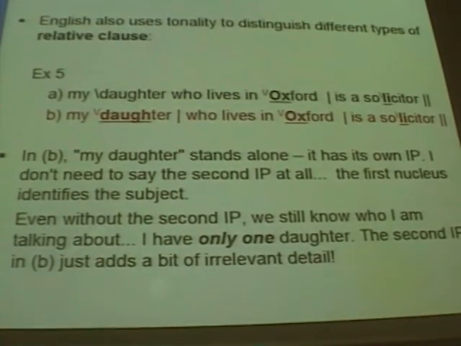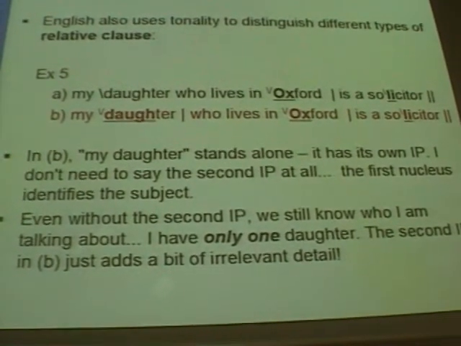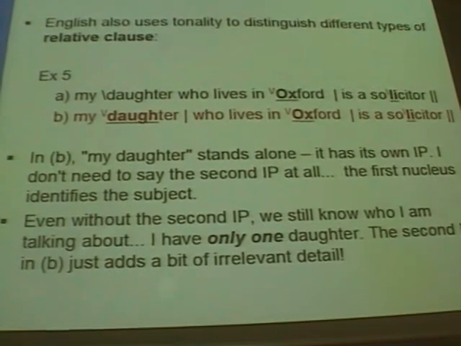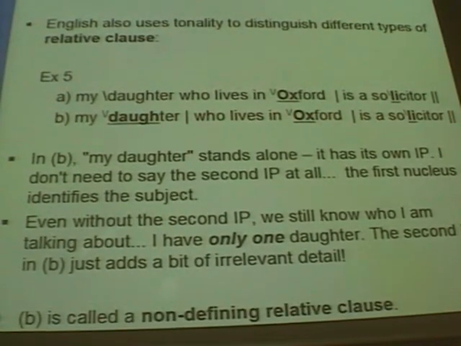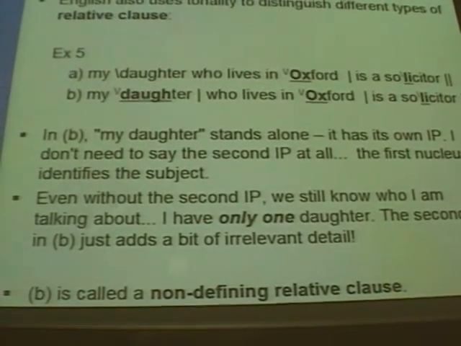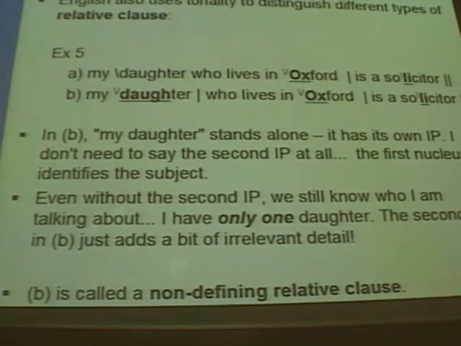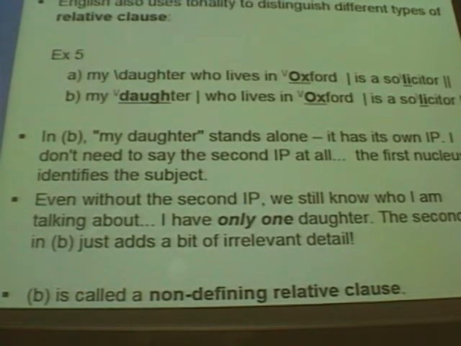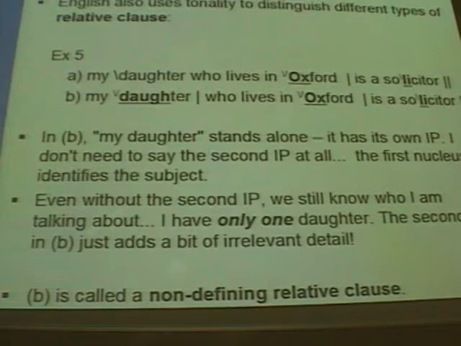She also lives in Oxford. And I have only one daughter. So what that one is doing is identifying my one daughter and telling you things about her, which I'm sure she wouldn't mind me repeating. She does have a website with most of it on. That's called a non-defining relative clause.